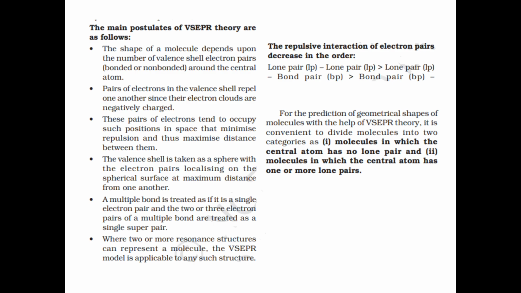For prediction of the geometrical shapes of molecules with the help of the VSEPR theory, it is convenient to divide the molecules into two categories: molecules in which the central atom has no lone pair, and molecules in which the central atom has one or more lone pairs.